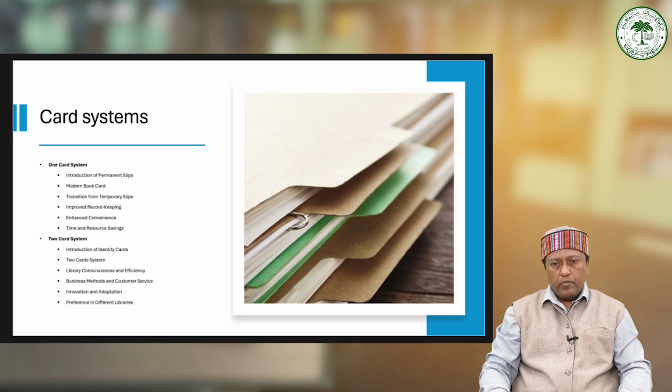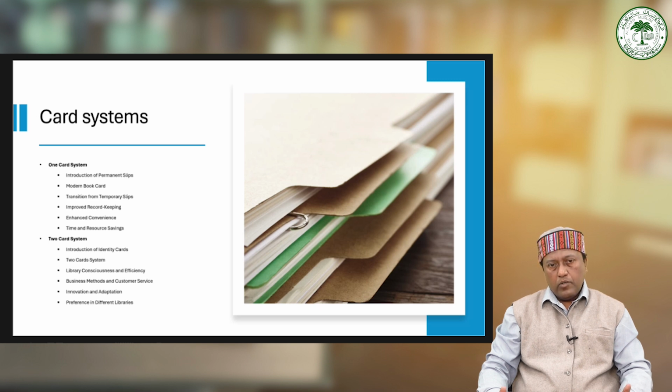This modification was done to ensure the maintenance of permanent records, which gained popularity for their efficiency in the larger libraries. So one more advantage of this two card system is preference in different libraries, where the Brown system was favored by some libraries for its simplicity and minimal record keeping requirements. The larger libraries, particularly university libraries, preferred the New York system for its ability to maintain permanent records effectively.